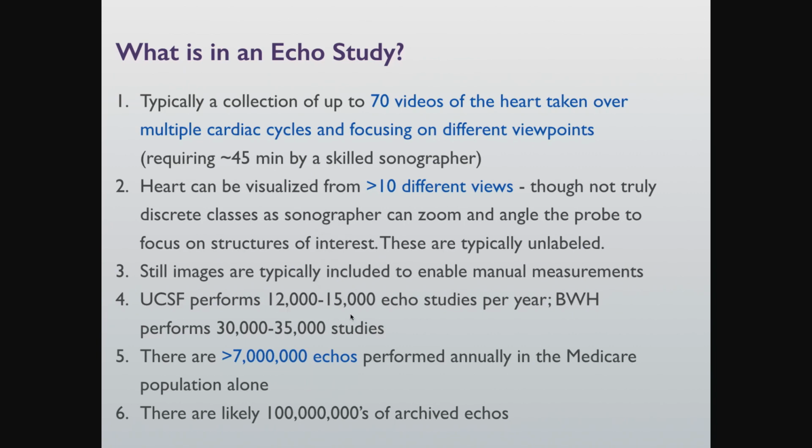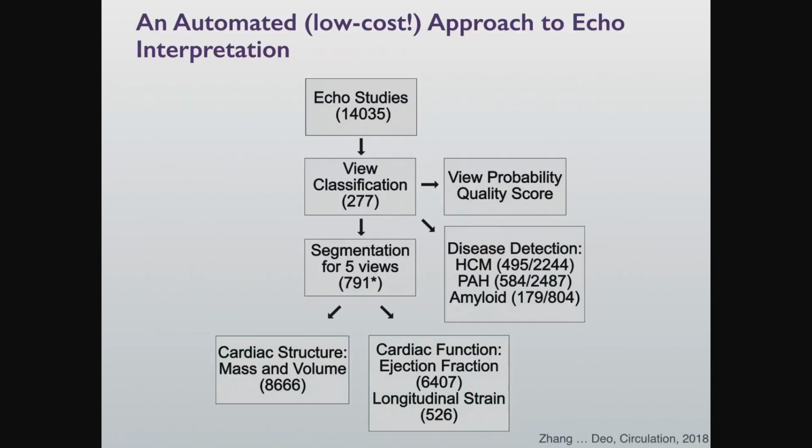So we were doing at UCSF 12 to 15,000. Brigham was probably a little busier at 30 to 35,000. Medicare back in 2011 had 7 million of these performed, and there's probably hundreds of millions of these archived. So, lots of data. So we published a paper last year trying to automate really all of the main processes around this.